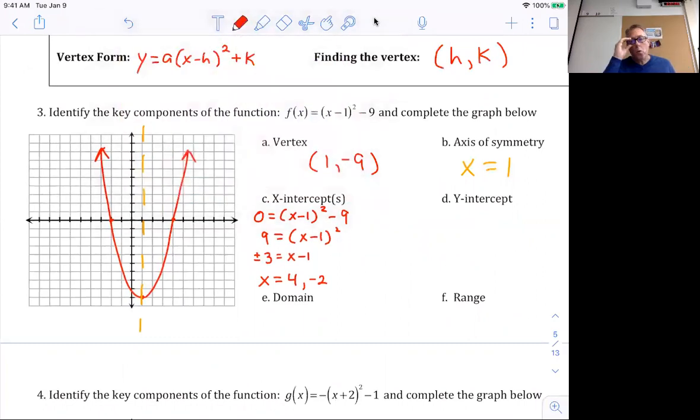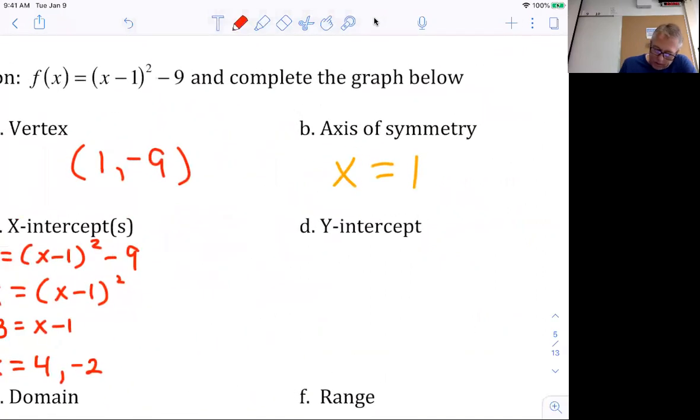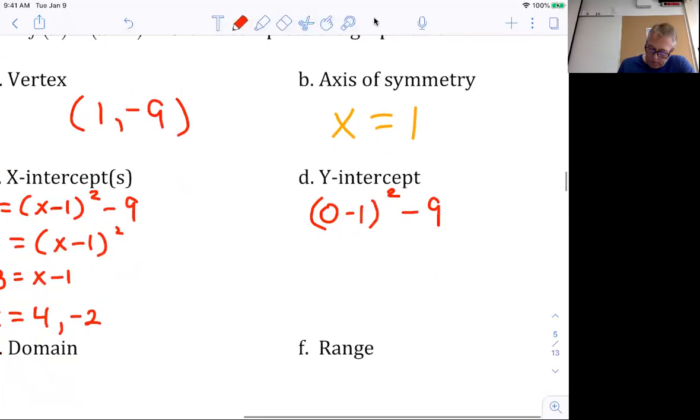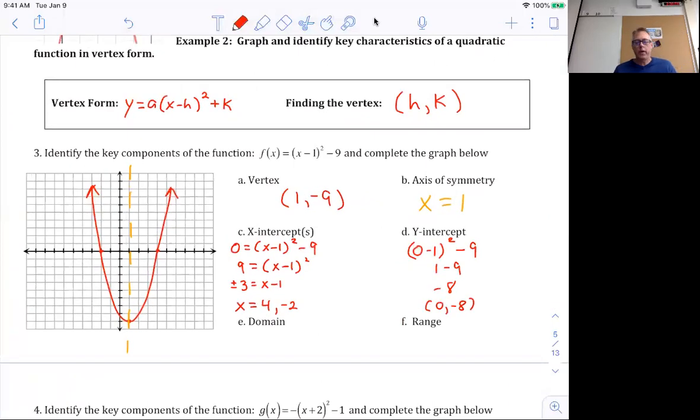Let's do the algebra for the y-intercept. Remember, the y-intercept is when x equals 0. So I'm going to plug a 0 in for x here, and we'll get 0 minus 1 quantity squared minus 9. And so that's 1 minus 9, which is -8. So as a coordinate, our y-intercept is at 0, -8.